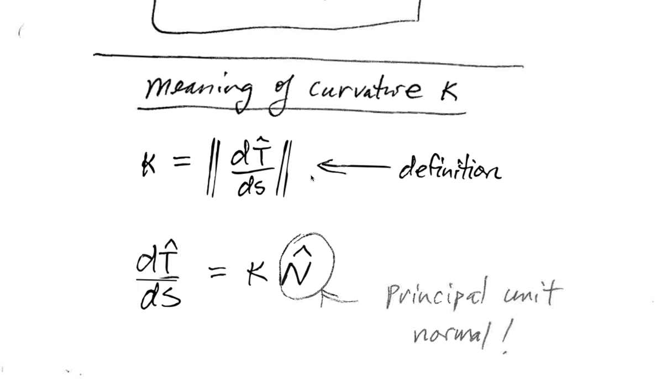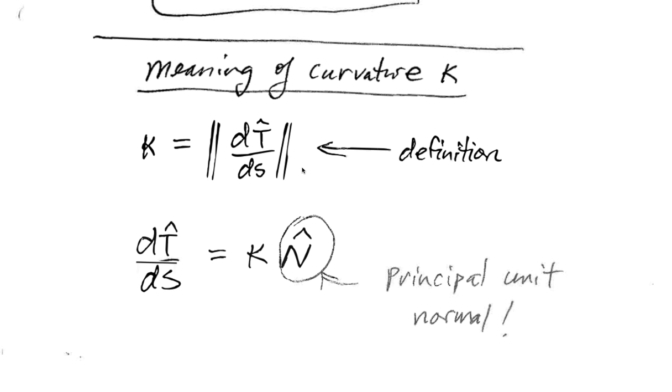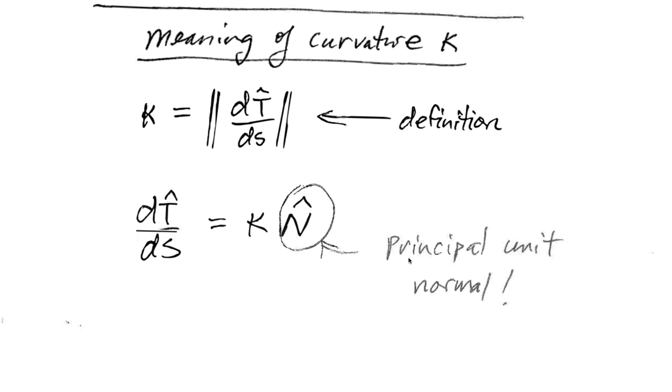Remember, this was our definition. And then we also had a definition in a previous video for the principal unit normal. dT over ds itself, not the magnitude, but dT over ds was what? Kappa times N hat, and that was our principal unit normal. So these are definitions.